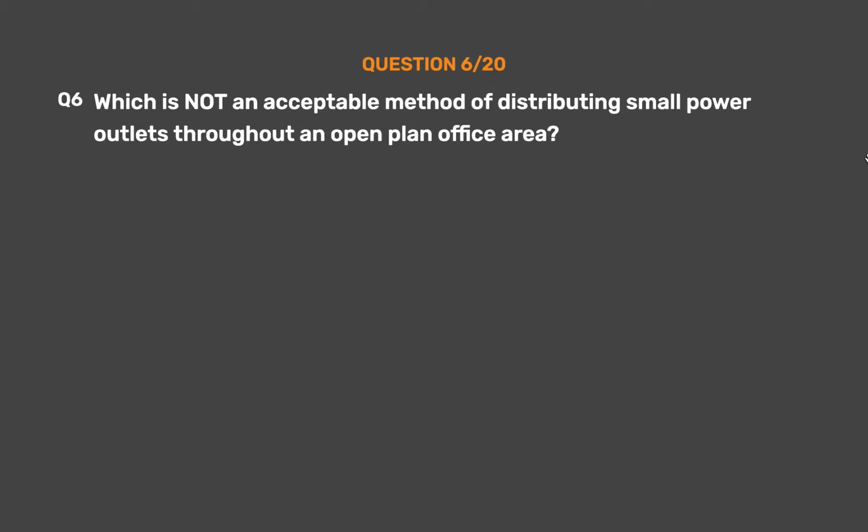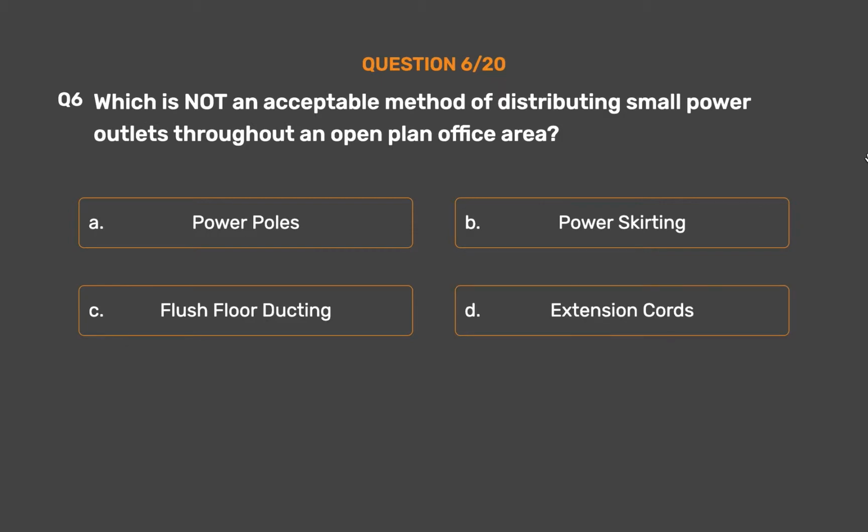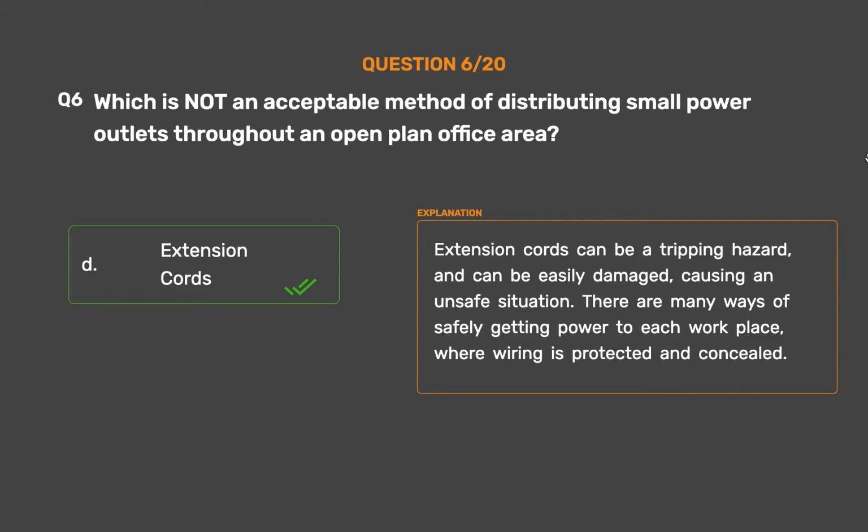Question number 6. Which is not an acceptable method of distributing small power outlets throughout an open plan office area? Option A. Power poles. Option B. Power skirting. Option C. Flush floor ducting. Option D. Extension cords. The correct answer is Option D. Extension cords. Extension cords can be a tripping hazard and can be easily damaged, causing an unsafe situation. There are many ways of safely getting power to each workplace, where wiring is protected and concealed.